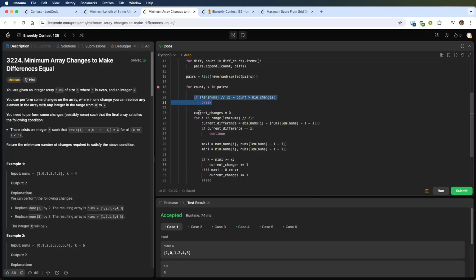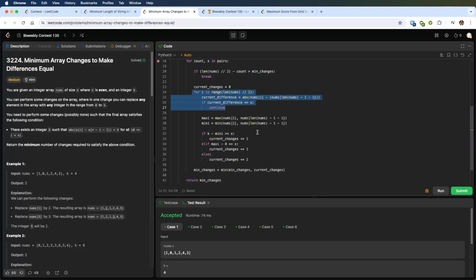So then what we do is we're going to keep track of our current changes for this iteration. We're going to go through every pair in the array again. We're going to get the current difference. If the current difference equals the x value that we're looking for, there's nothing to do, so just continue past it. Then we get the min and max values between this pair we're looking at.